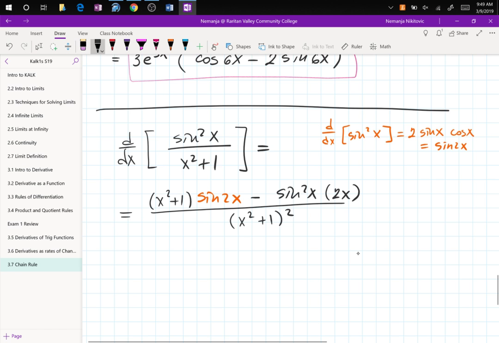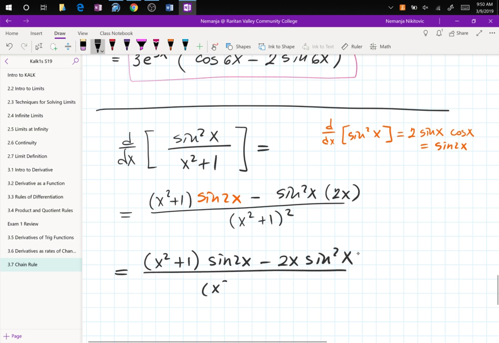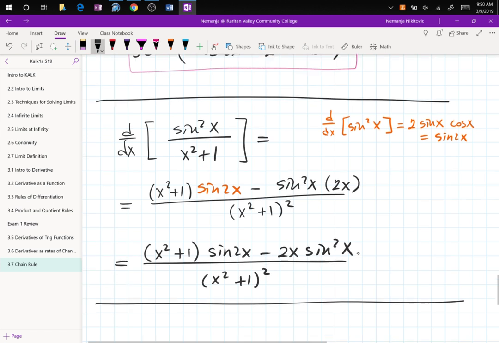So we have the product rule formula, the quotient rule formula done. And there is really nothing that we can improve here. We can just write it as x squared plus 1 sine 2x minus 2x sine squared x divided by x squared plus 1 squared. We can't cancel x squared plus 1 because the other term doesn't have x squared plus 1, so they don't cancel. And just left there, and that's the end of the problem. So this was a quotient with a chain rule inside.